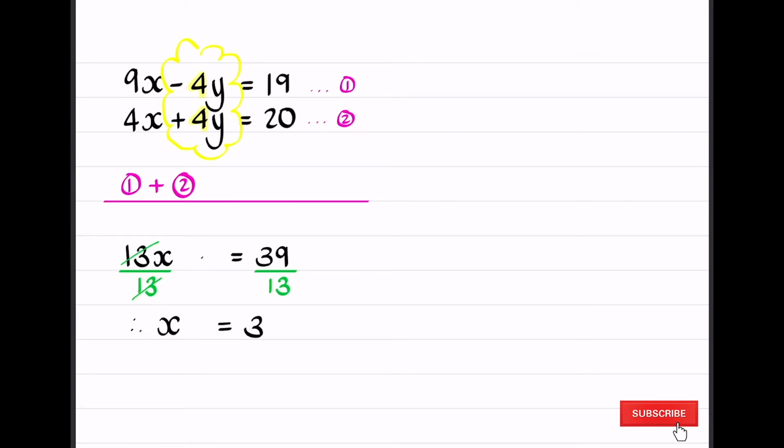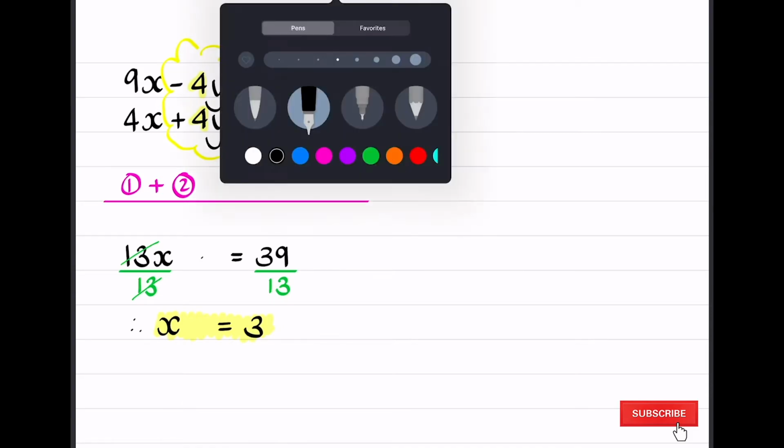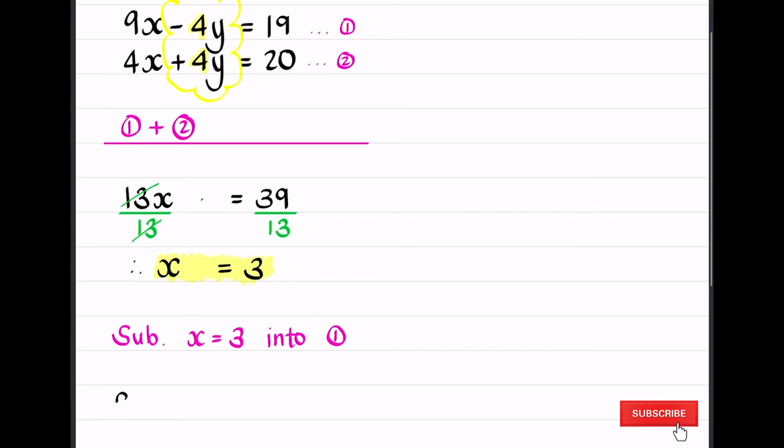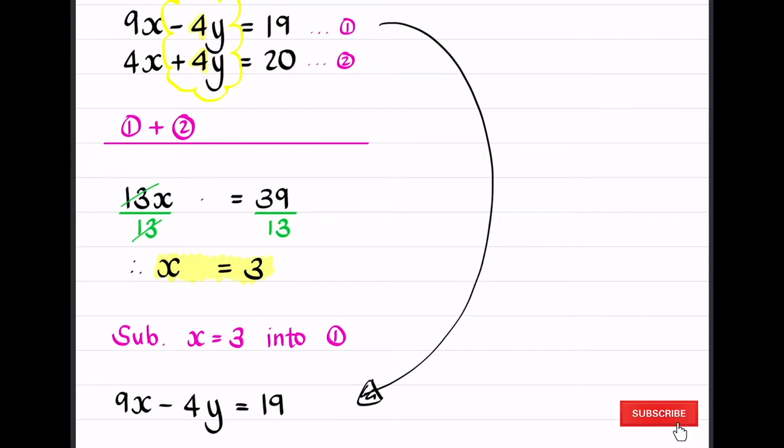So what I'm going to do is I'm going to take this x value and I'm going to substitute it into the equation. Now I could substitute it into equation 1 or equation 2. It doesn't matter which equation I substitute it into, but I'm just going to substitute x equals 3 into one of the equations. So I'm going to go into equation number 1. So if I look at equation number 1, it's 9x minus 4y equal to 19. All right, so all I've done is I've rewritten equation number 1 over here.